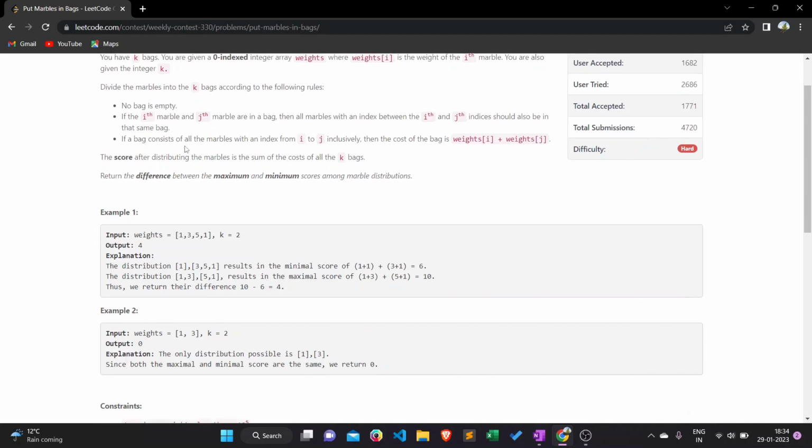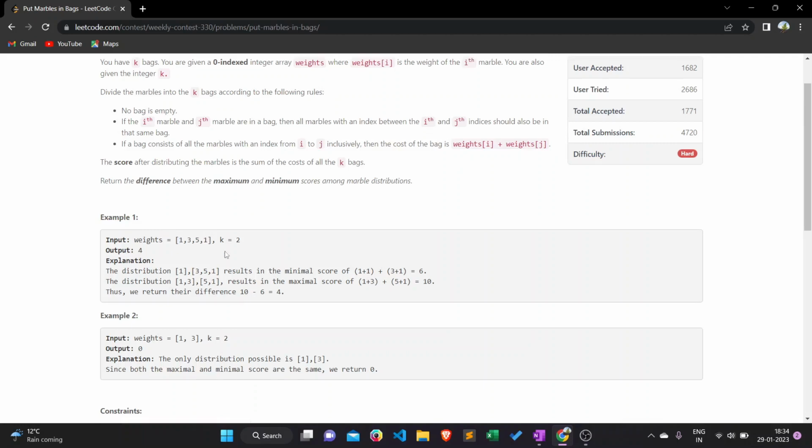Basically it is saying that you have to divide this array into k subarrays. What the question is trying to say is that you have to divide this array into k non-empty subarrays, because no bag can be empty. Like you can divide 1 3 and 5 1. So here in case 2, we have divided into 2 non-empty subarrays, and the cost of the division will be the sum of the starting and last index.